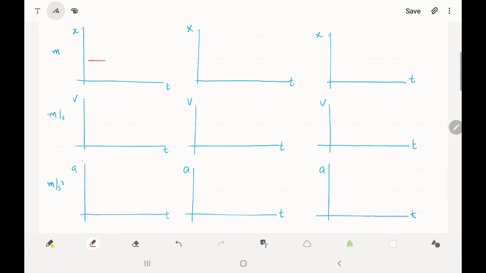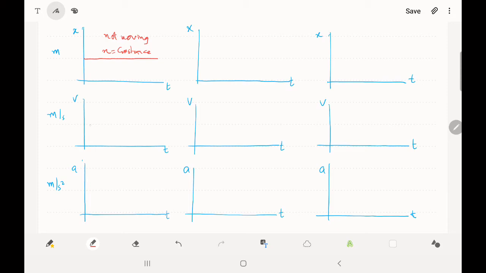So in the first case, let's assume that the position remains constant. So an object is at the same position, and we would say that x is constant, which means it's not moving.